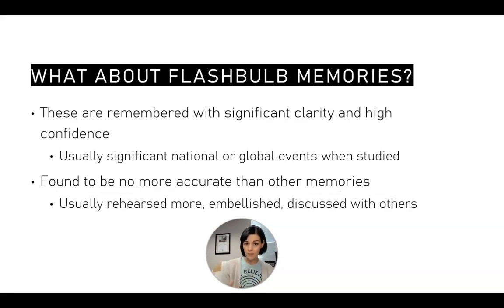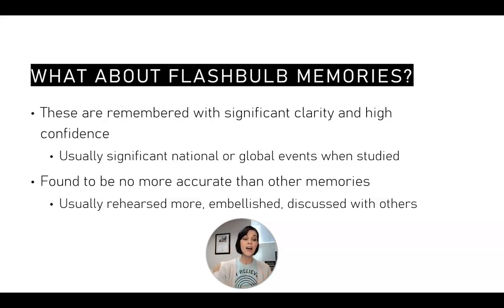Now, what about flashbulb memories, like memories for September 11th or March 11th, 2020? These are going to be remembered with a lot of clarity and high confidence. And usually when researchers study these, they're going to look at significant national or international events because a lot of people have memories for these. And as I've already kind of talked about, just because something is confident, just because something is clear, it's not an indicator of accuracy. And flashbulb memories are found to be no more accurate than other memories.